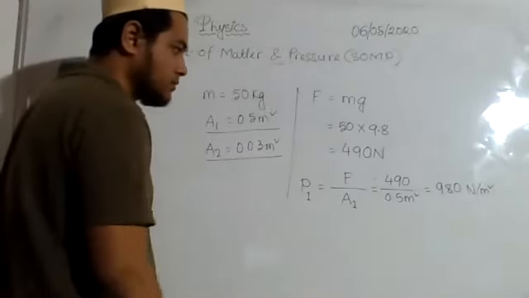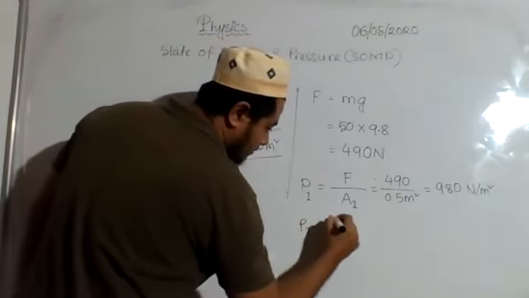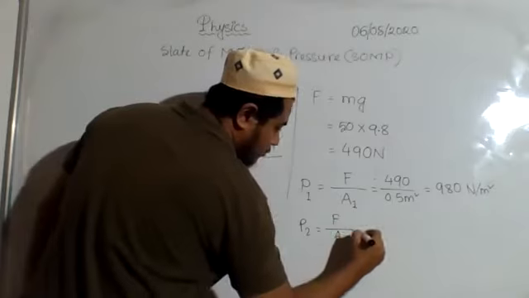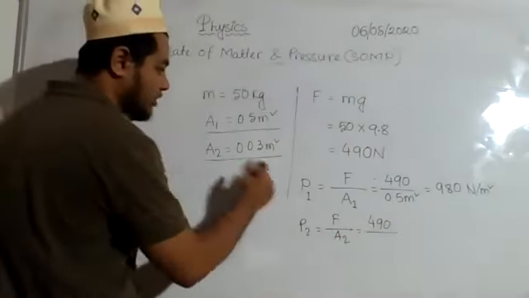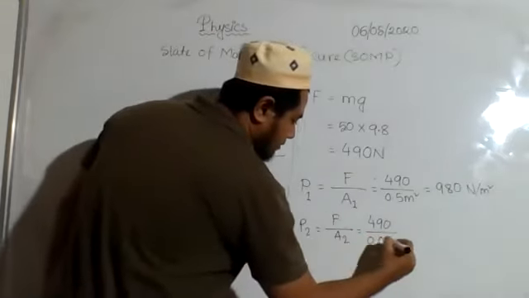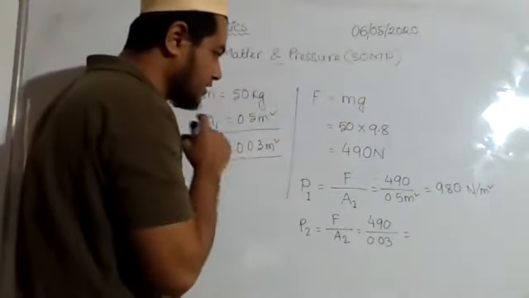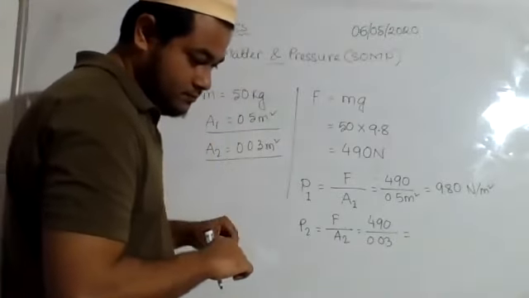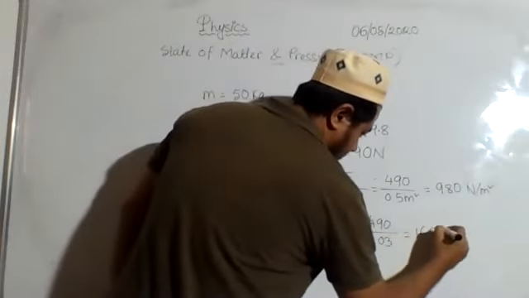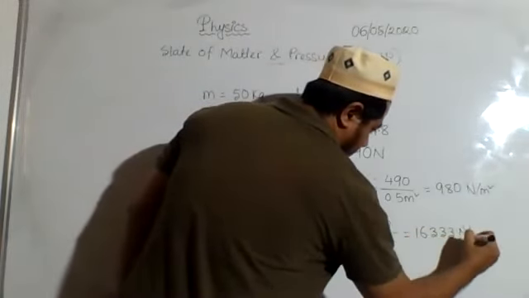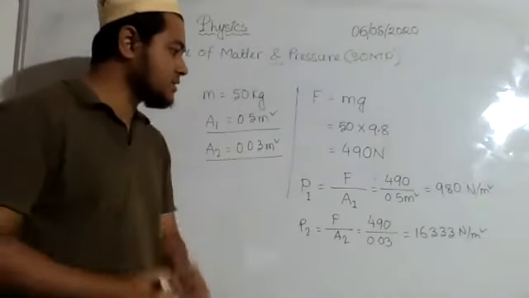Lying down. Then P2 is F by A2. The same force, 490, will be applied, but the area has changed to 0.03. So what will be the answer? Can anybody tell me? 16,333.3.